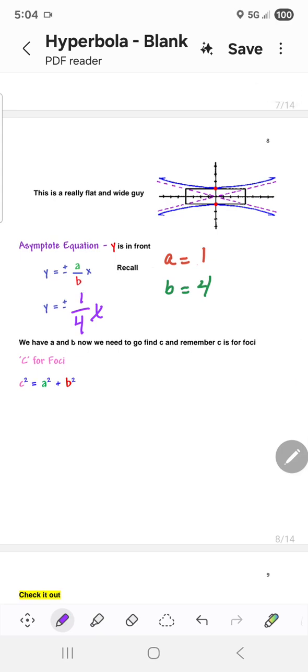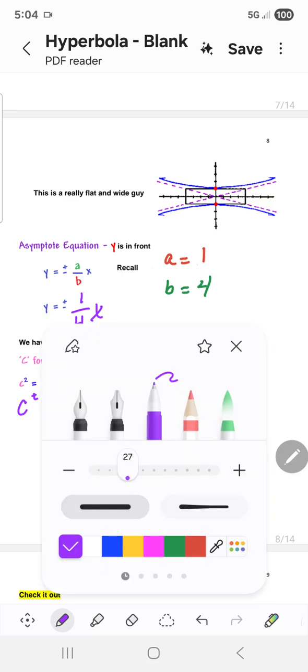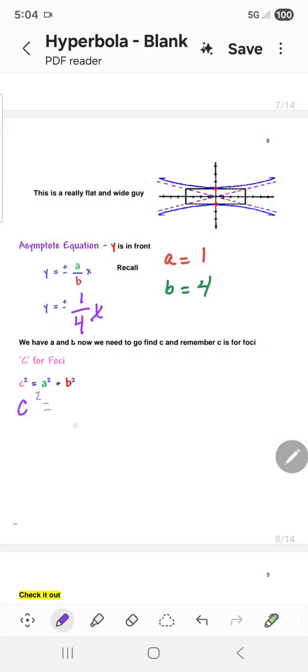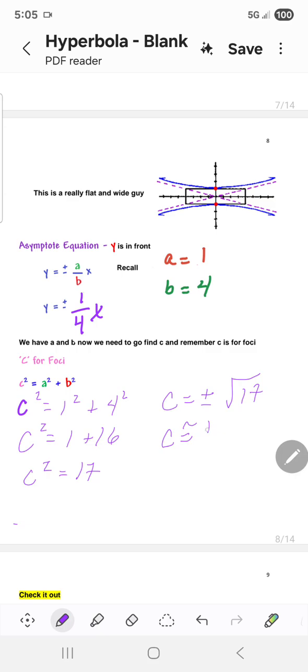C is going to be, again, A squared plus B squared. So C squared is going to be, I'm going to change my cursor. C squared equals A squared, which is 1 squared, plus B squared, which is 4 squared. So I'm going to get 1 squared plus 16, which will give you 17. But remember that C squared, I want the square root. So it's plus or minus the square root of 17, which is going to be roughly plus or minus 4.12.